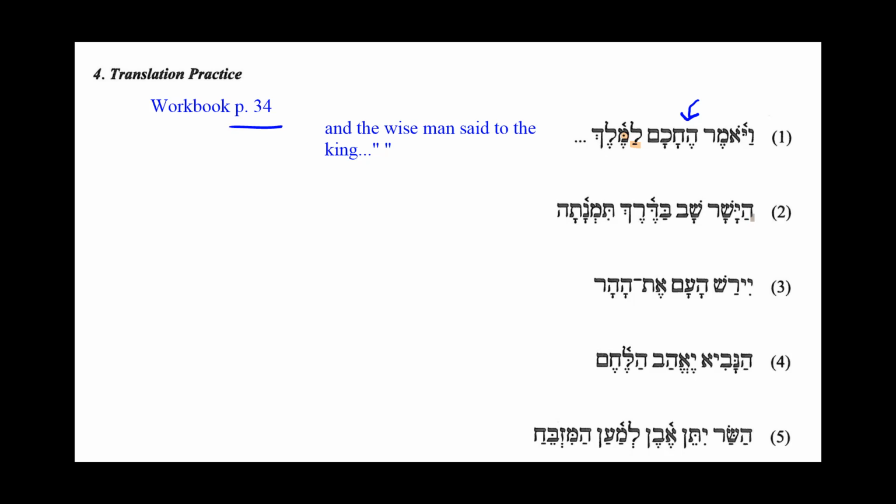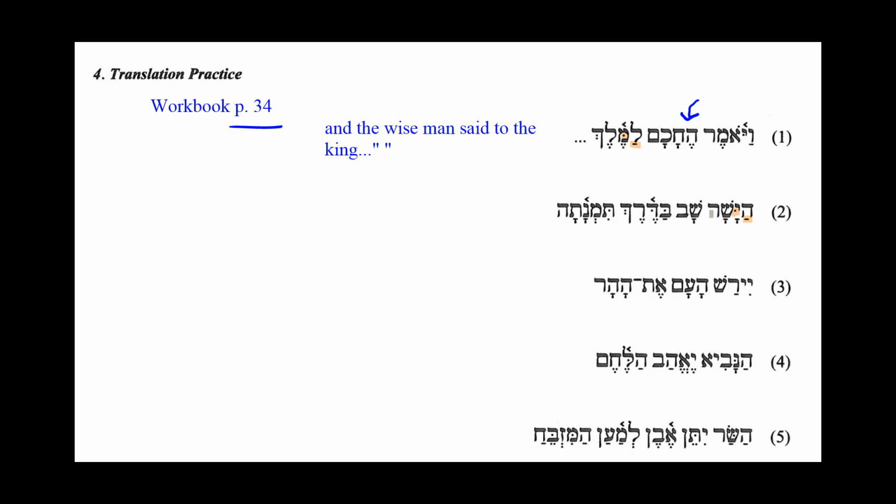All right, so at the beginning we have what looks like a classic definite article. We have the hey with the patach and the doubling of the first letter of this next word, which is the yod. Yashar means upright. It's an adjective, but it can also be used as a noun, meaning upright one, or since it's masculine here, upright man.